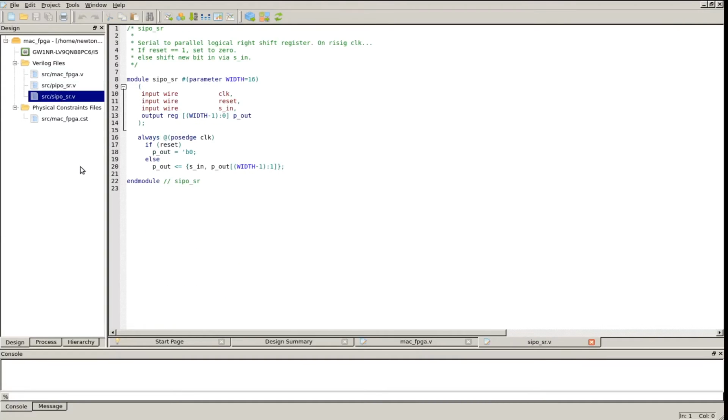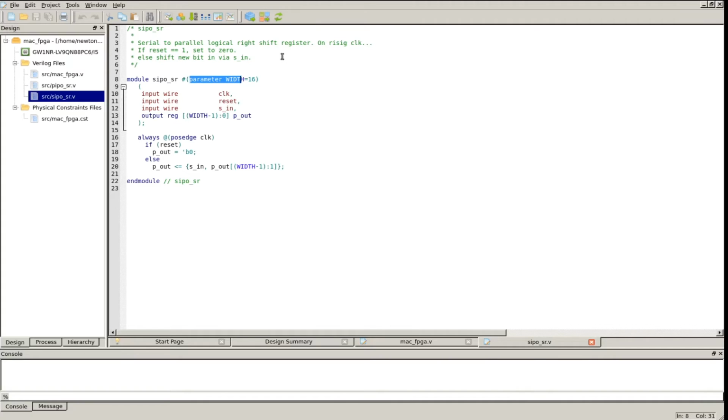So this Verilog file implements the serial in, parallel out shift registers. And the parameter works like this. The instantiating module can override the value. This 16 is just a default, but the other module actually determined it in this case.